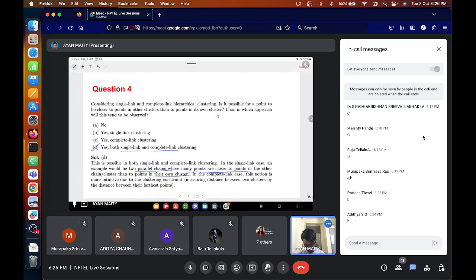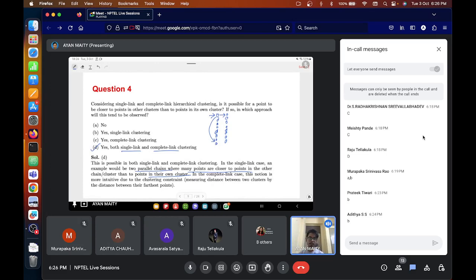So consider this. This is one chain and there is another parallel chain. Because of single link hierarchical clustering, these points would be merged into one cluster like this. Each chain would become one cluster, but you can see that this point is closer than this point. Let's say a point in another cluster is closer than the point in its own cluster.